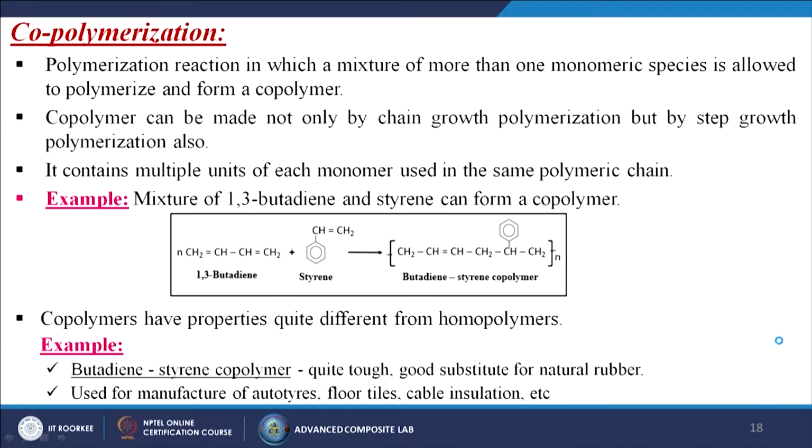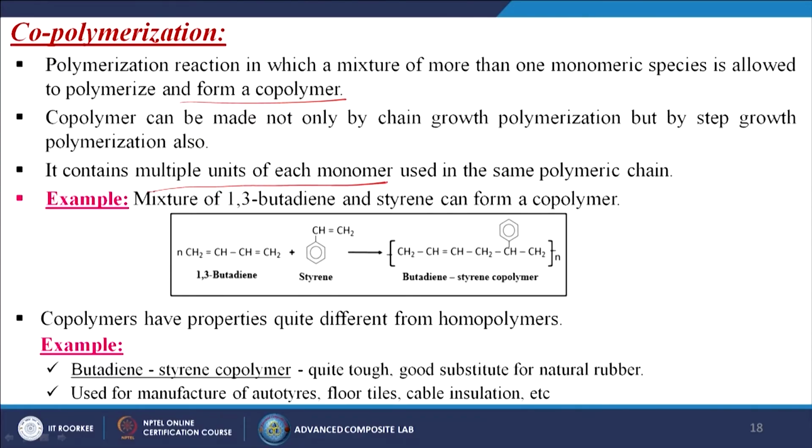Copolymerization is a polymerization reaction in which a mixture of more than one monomeric species is allowed to polymerize to form a copolymer. Copolymers can be made not only by chain growth polymerization, but by step growth polymerization also. It contains multiple units of each monomer used in the same polymeric chain. What are the examples? A mixture of 1,3-butadiene and styrene can form a copolymer. So, 1,3-butadiene with styrene, under some conditions, makes the butadiene styrene copolymer.